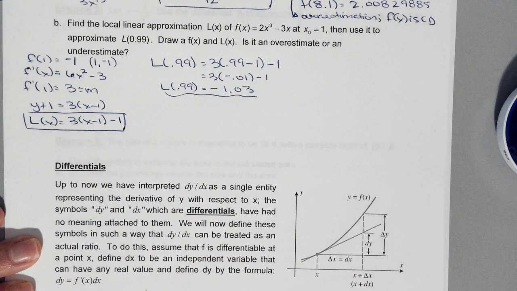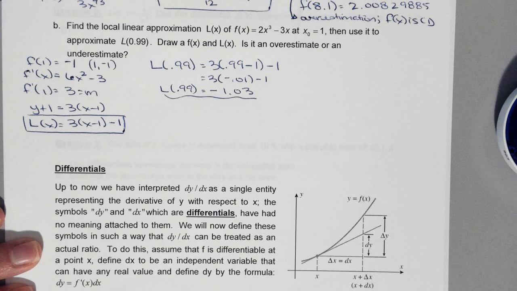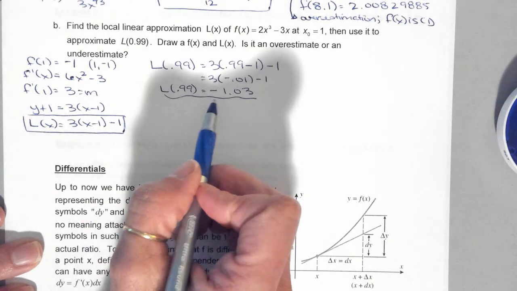That is my linear approximation. What that means is, instead of taking 0.99, cubing it, multiplying by 2, and then subtracting 3 times 0.99, all without a calculator, have fun, I got the value.